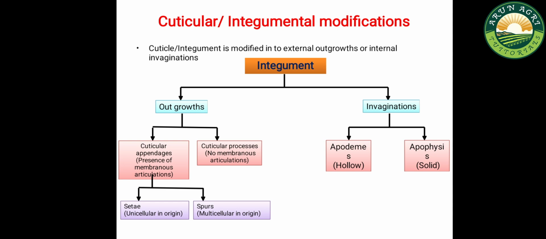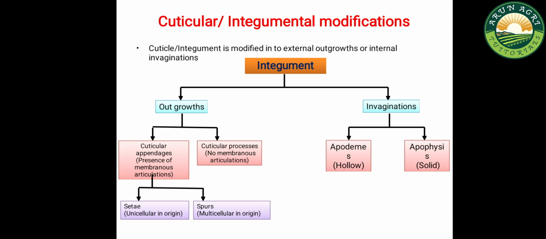If you see the cuticular or integumental modification in case of insect integument, it is modified into external outgrowths or internal invaginations. Okay, so outgrowths, there are two kinds: cuticular appendages and cuticular processes. Cuticular appendages have the presence of membranous articulations, and in case of cuticular processes, there will be no presence of any membranous articulations. And cuticular appendages can again be classified into setae and spurs.